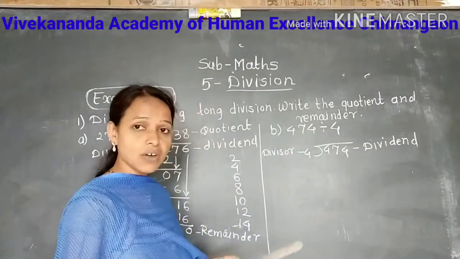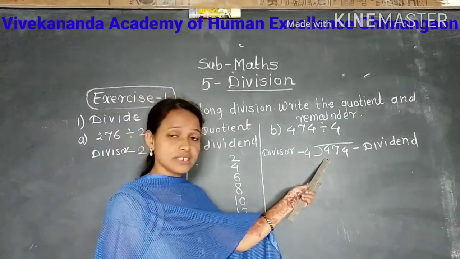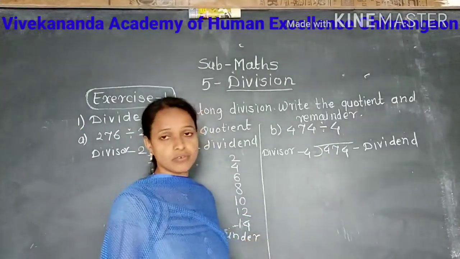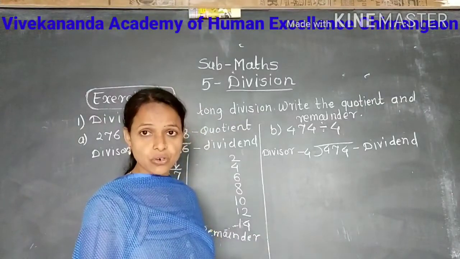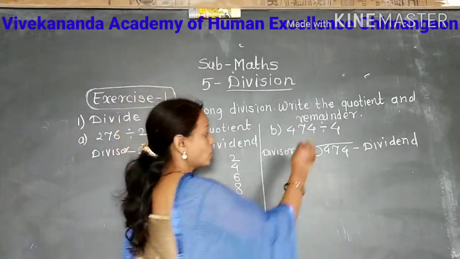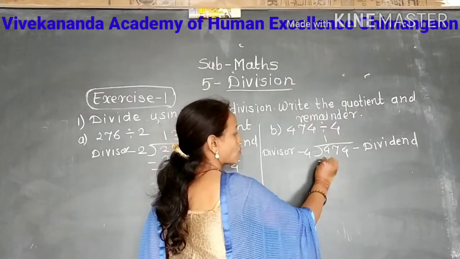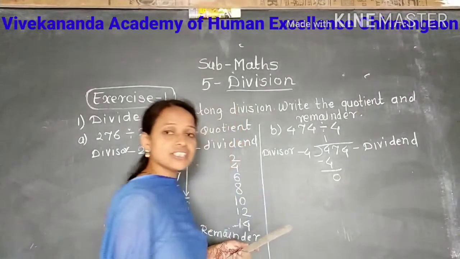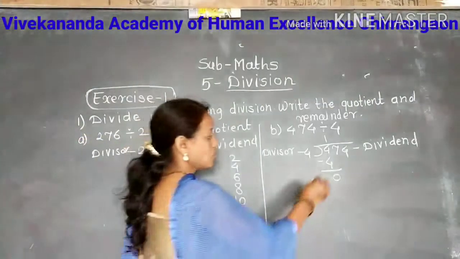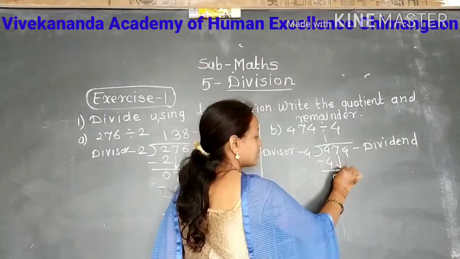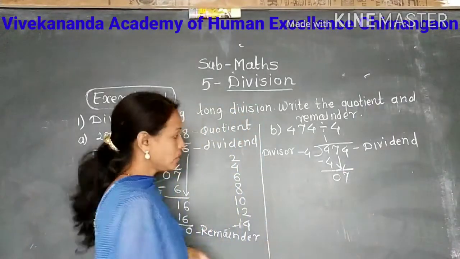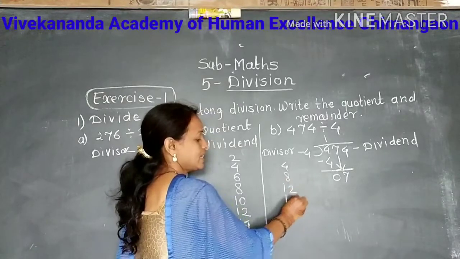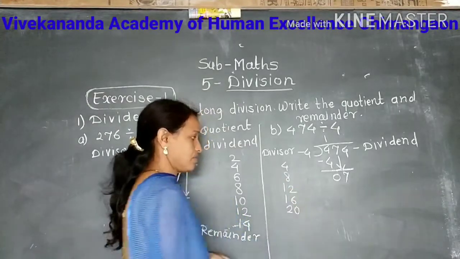Now we have to divide the leftmost digit. The leftmost digit is 4. So first we will divide 4 by 4. 4 ones are 4, so the quotient will be 1. 4 minus 4 is 0. The next digit is 7, so 7 comes right here. Look at the table of 4: 4, 8, 12, 16, 20.